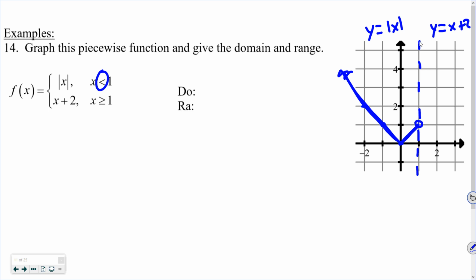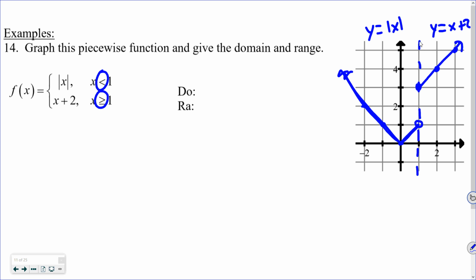On the right side, I got to graph y equals x plus 2. That's going to be a line. I'm going to start by just plugging in 1 again. That's where this graph starts. If I plug in 1, I get 3. So 1, 3. And that's a closed dot because this one has an equal sign. If I plug in 2, I get 4. If I plug in 3, I get 5. It's just a slope of 1. So that one's headed out that direction.